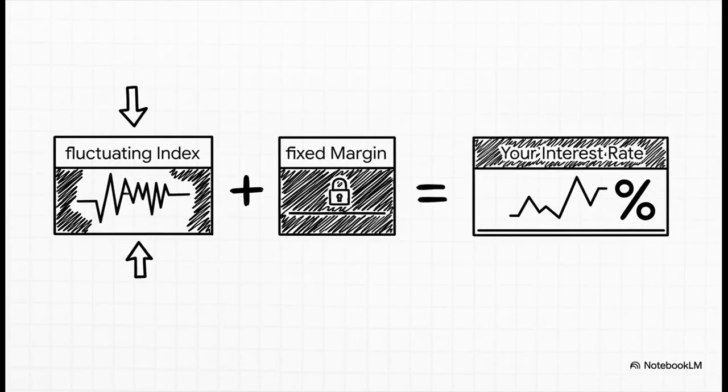So you put them together, and you get this super simple formula. The floating index plus the lender's fixed margin equals your total interest rate. And that's it. That's the basic mechanic behind how an adjustable rate mortgage actually works.